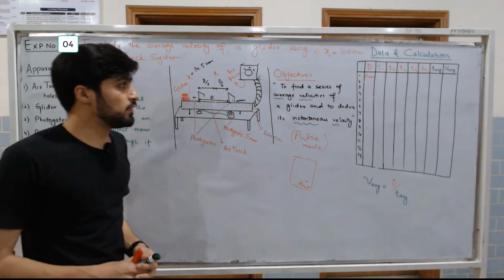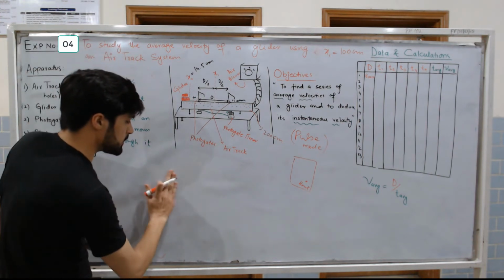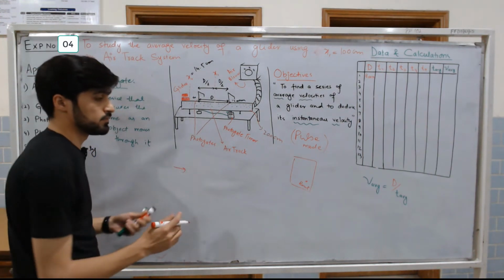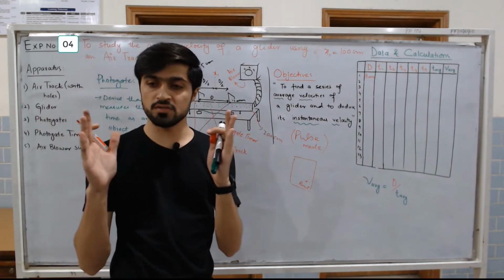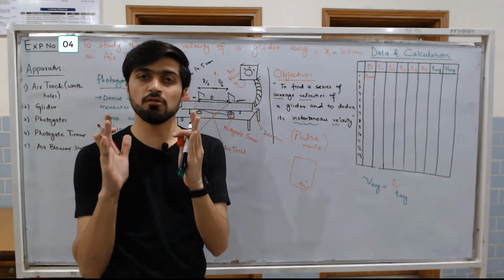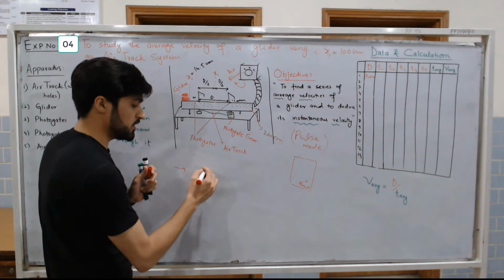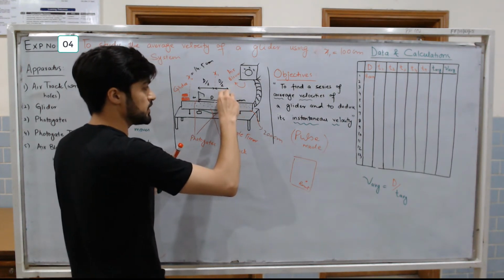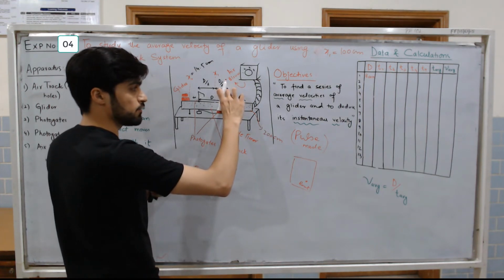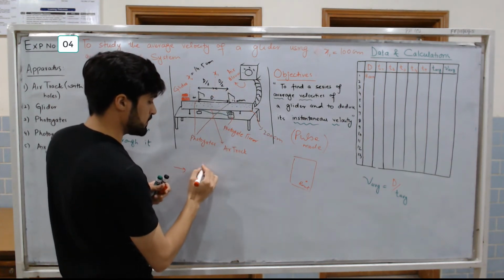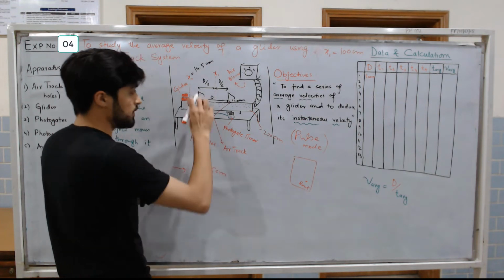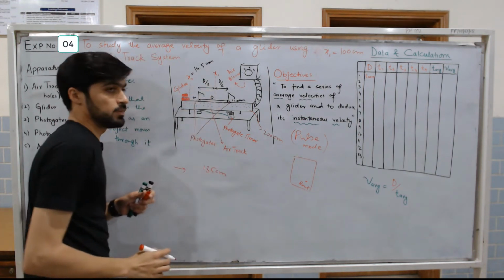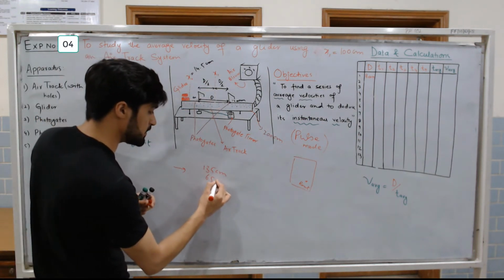Now the requirement for this experiment is that we will move the photo gates towards each other by an increment of 5 centimeter from each side. So we will move this photo gate 5 centimeter here. If this is 140, it will come to the 135 centimeter mark. And if I move this photo gate here, it will be at the 65 centimeter mark.